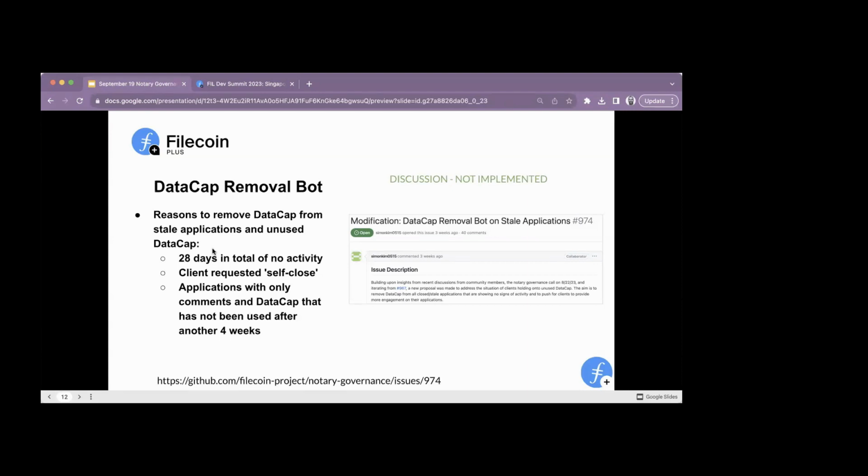Right now, there are three parts to this. Part number one is the 28 days: after an issue has been open for a period of time with no comments, how long does it take for that DataCap to be removed? The second is if a notary or a client wants to come back later and say there was an error, how does the removal process work on the technical side? And the third is applications that only had a comment and were never used after a certain period of time. So three very clear, distinct use cases for DataCap removal.